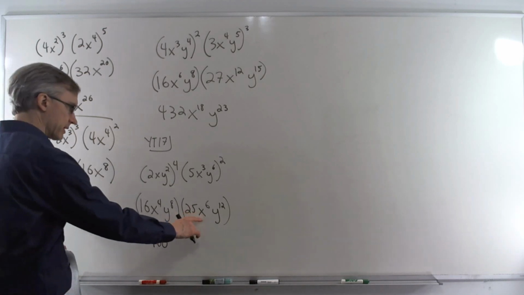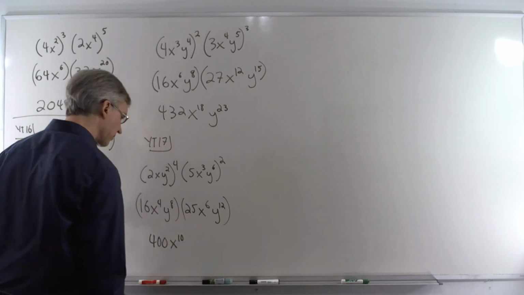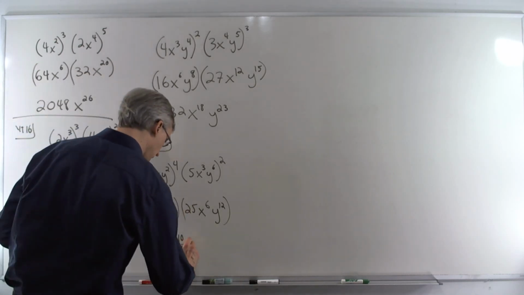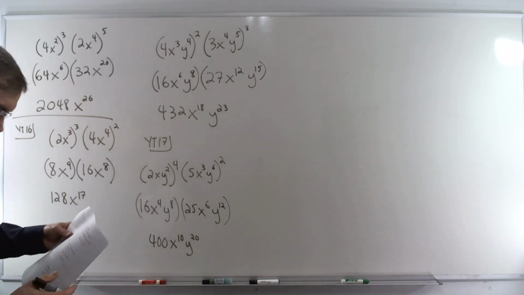X to the 4th times x to the 6th. Add those exponents together and get x to the 10th power. Y to the 8th times y to the 12th. Add those to get y to the 20th. 400, x to the 10th, y to the 20th.